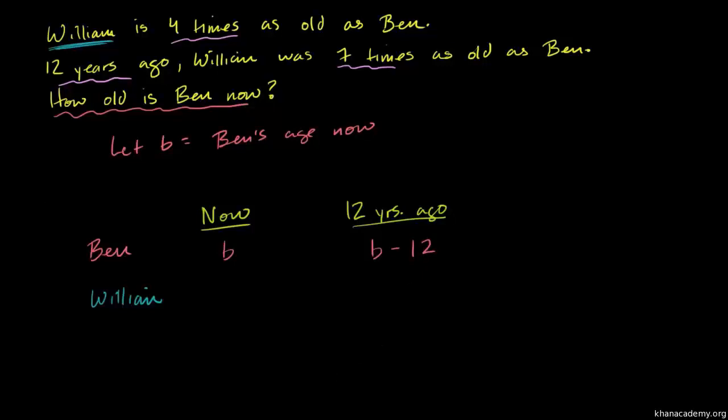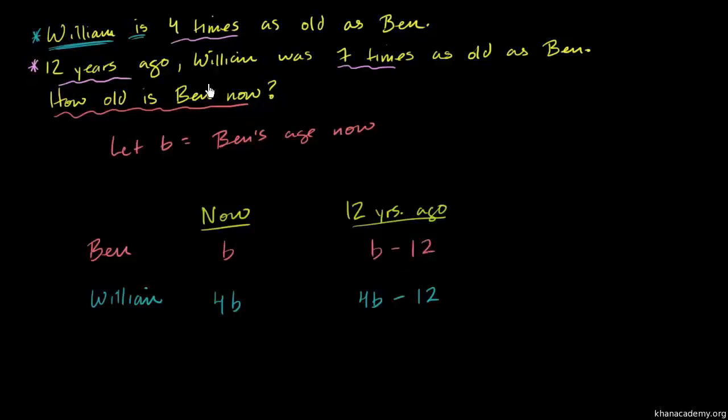Fair enough. Now, what is William's age today? Well, this first sentence gave us the information. William is 4 times as old as Ben, and we can assume that they're talking about today. So if Ben is b, William is going to be 4b. And how old was William 12 years ago? Well, if he's 4b right now, 12 years ago, he'll just be 12 less than that. So 4b minus 12. That's kind of interesting, but we haven't quite yet made use of this second statement.